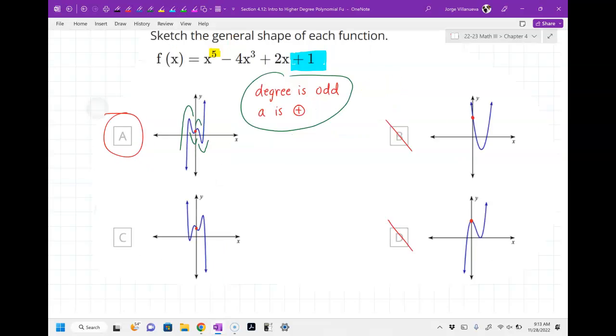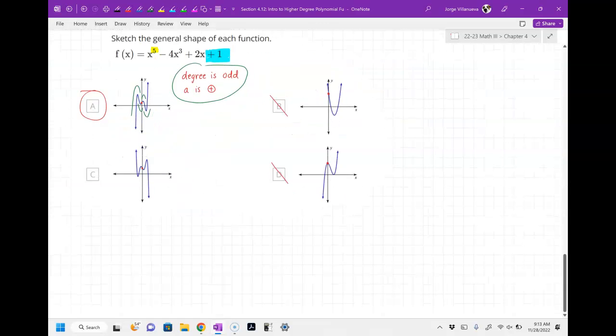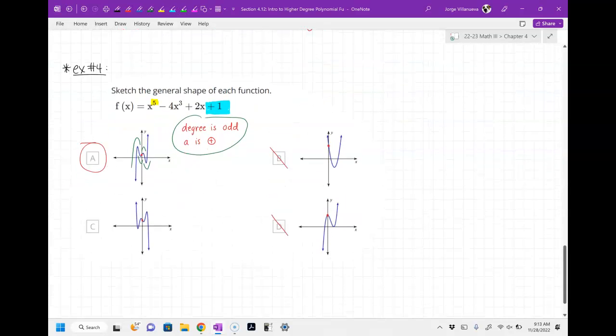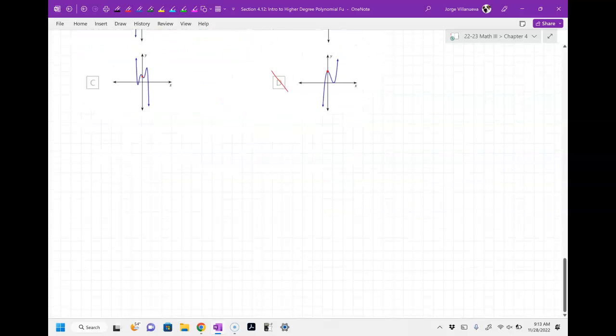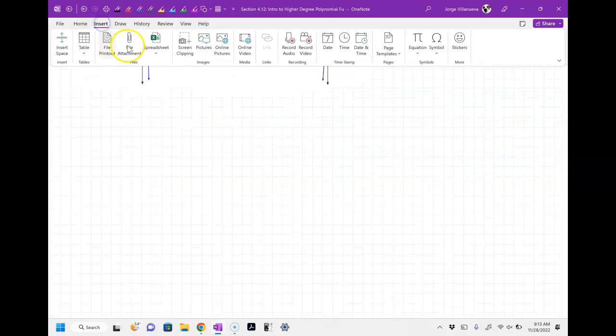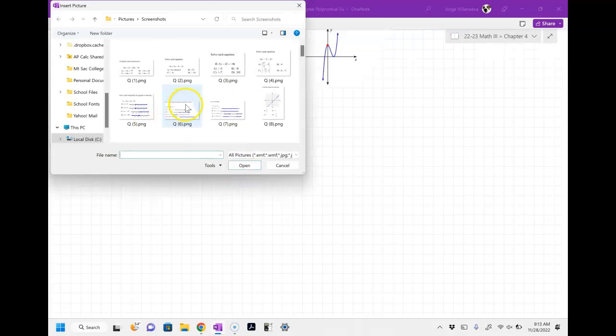So let's look at one more. This was number 16 from your homework. Number 17 from your homework. Let me insert it really quick. And then we're done after this.